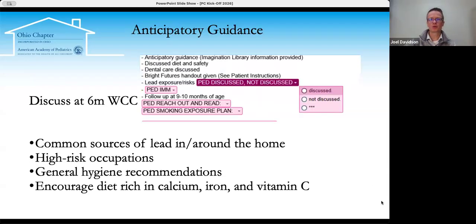So in talking about anticipatory guidance, we really want to recommend that practices start talking to 6-month-olds. Why 6-month-olds? Testing is not even recommended until 12 months old. We're testing at 12 months old. Why are you asking me to start to talk about this at 6-month-olds?